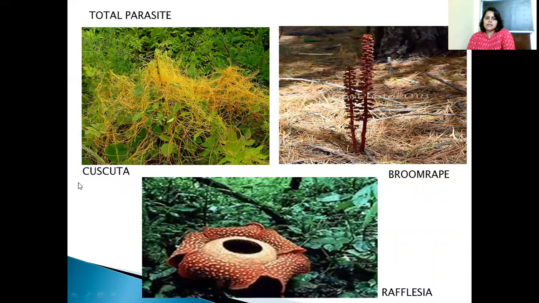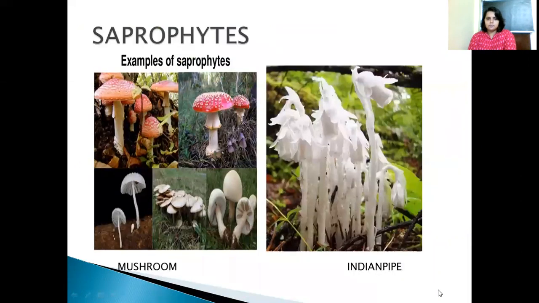And total parasites, as you can see, have no green pigments. It means that they totally depend on the host plant for their survival. Examples are cuscuta, broomrape, rafflesia.